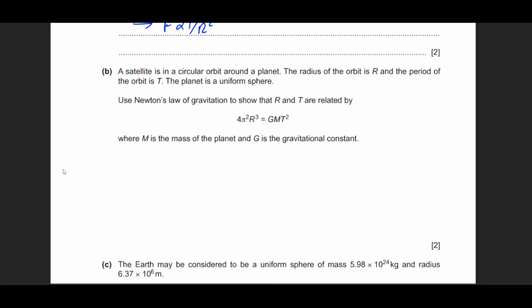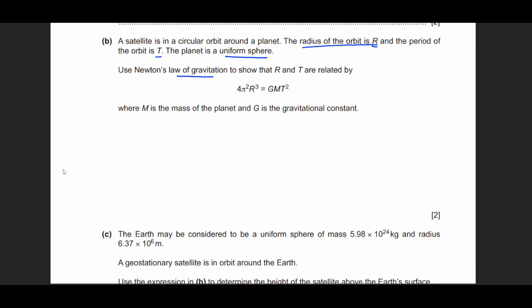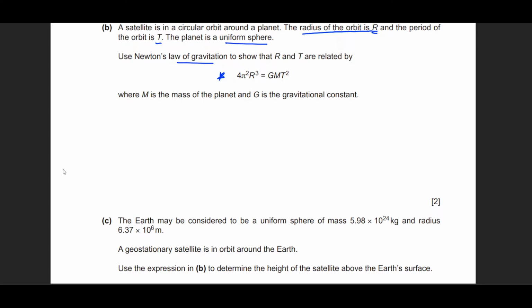He says that there is a satellite in orbit of radius R, this is important, okay? And the period is T. The planet is a uniform sphere. Use Newton's law of gravitation to show that there is a relationship that looks like this. This is a very common question that is going to reappear again and again. So first we need to suggest the logic where we start the question from.